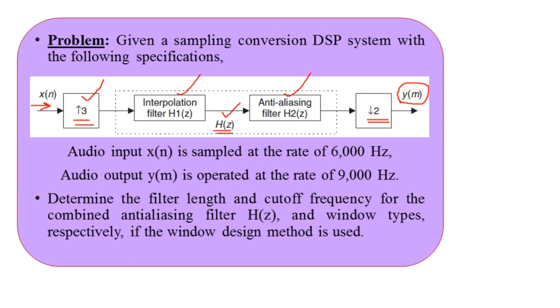In the previous example also I showed you an example value for the filter length. So here capital N is to be determined, along with the cutoff frequency for the combined filter. The filter function denoted by H of Z is also to be determined, and the window types. Now in the solution we shall show you the filter frequency specifications for the same block diagram.